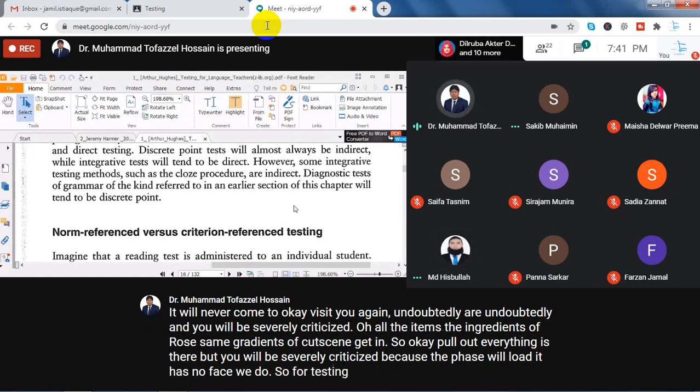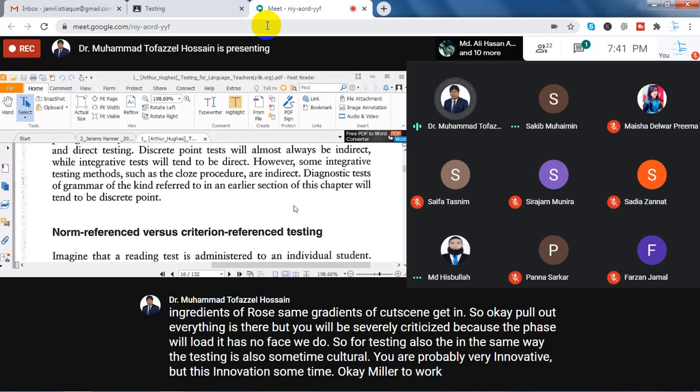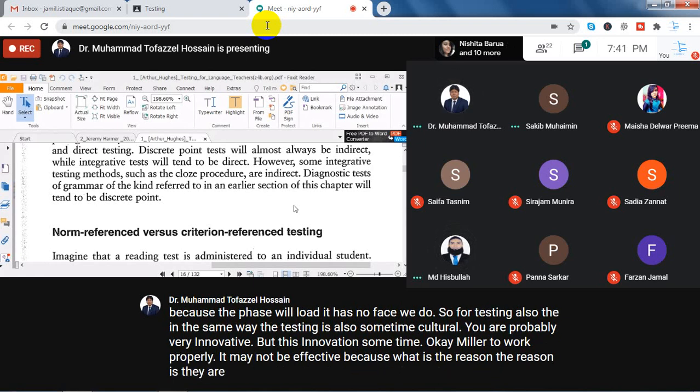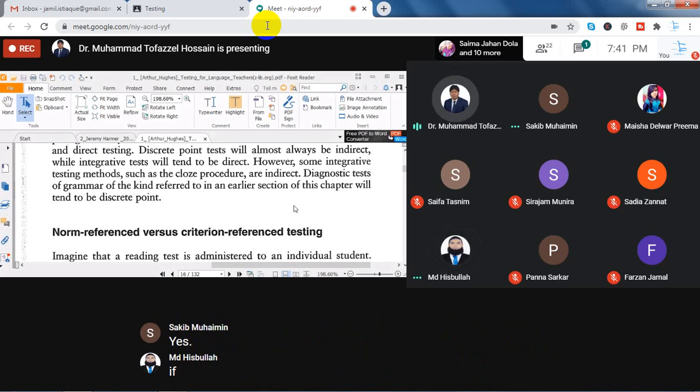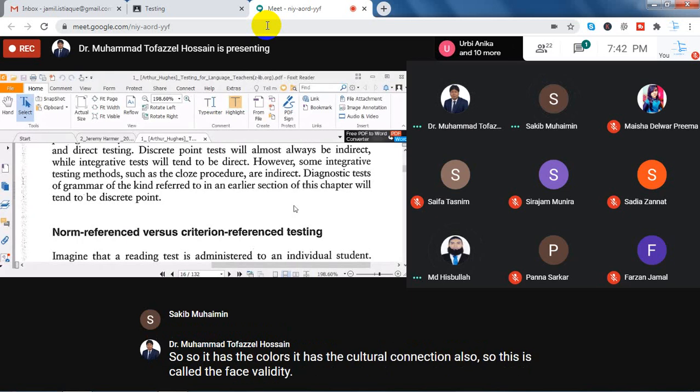So for testing, also in the same way, the testing is also sometimes cultural. You are probably very innovative, but this innovation sometimes may not work properly. It may not be effective because what is the reason? The reason is they are not oriented with the test. Yes, sir. Means learners are not oriented. Got the idea? Yes, sir. So it has the cultural connection also. So this is called the face validity. So looking at the test, you think that no, this is not appropriate.